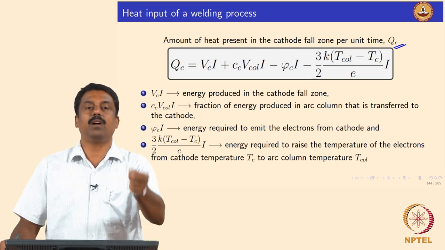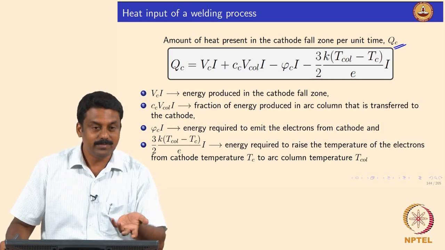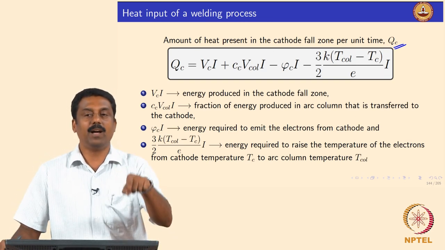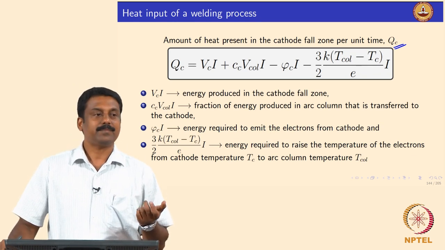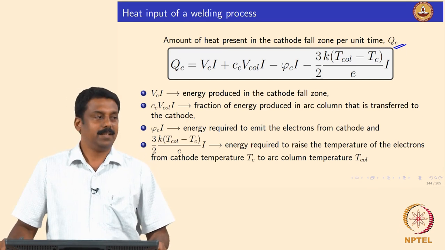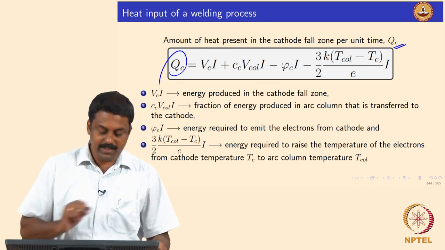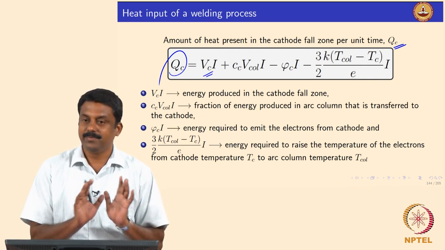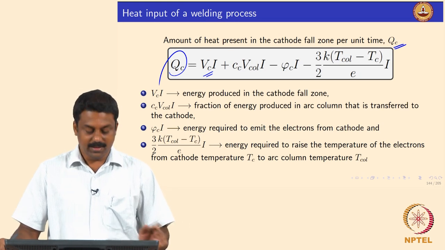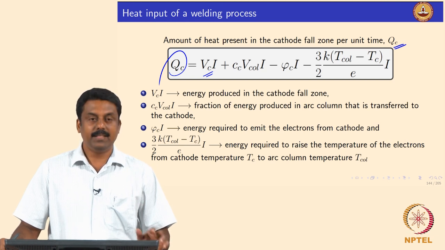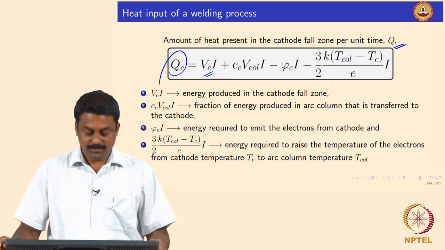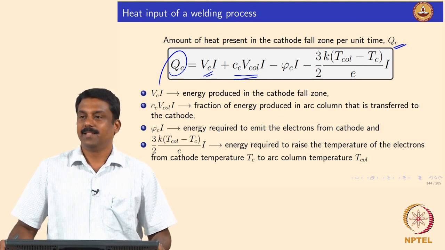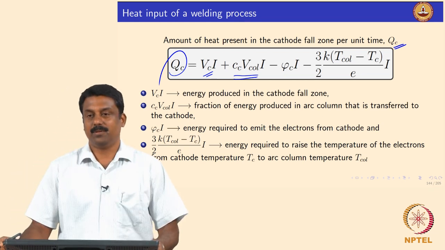Once the electrons come out of the cathode, they also consume heat, otherwise the electrons will be at low temperature. Once they go into the arc column, they have to attain the temperature of the arc column, right? So they also consume heat. If you look at the amount of heat present in the cathode fall zone, it is the heat generated at the cathode, because the cathode also has a current and a voltage, V_c times I. That is the energy produced in the cathode, and then the cathode also gets energy from the arc. The arc column also sends energy to the cathode.